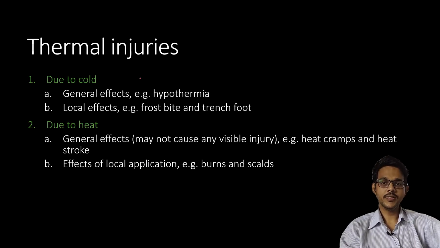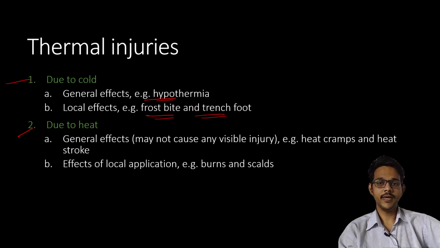Now coming to thermal injuries, which are caused by cold and heat. Due to a generalized cold effect, a person may develop hypothermia and death because of a decrease in body temperature. Local effects of cold may lead to injuries like frostbite or trench foot, where certain parts of the body, mainly the toes and fingertips, get so cold that frostbite develops and the part may get amputated. Due to heat, a generalized effect may lead to heat cramps or heat stroke, mainly because of increased sweating or increased temperature in the environment.